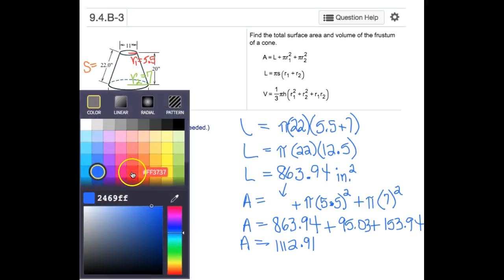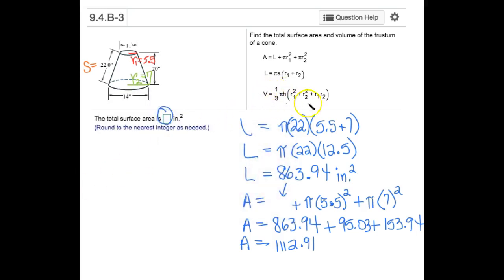Then it asks for the volume. So here's our volume formula. And we do have everything we need. We've already talked about R sub 1, R sub 2. That's the radius of the top circle and the radius of the bottom circle. The only piece that we haven't talked about is H, but recall that is actually the perpendicular distance from the bottom of the cone to the top of the cone. That's what this 20 inches represents. So I'm going to plug 20 in for height.